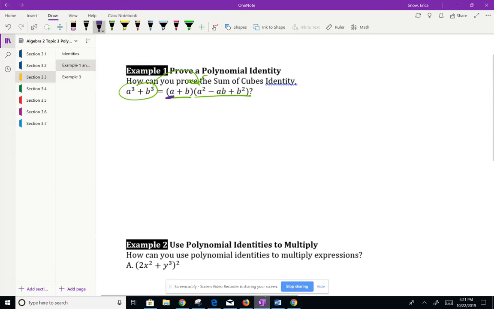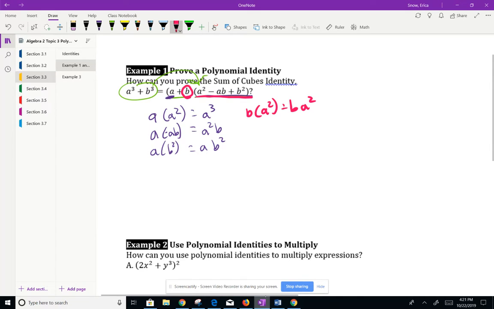I'm going to take my first term here and multiply it by everything in here. So we get a times a squared, which is a cubed, a times negative ab, which is negative a squared b, and a times b squared, which is ab squared. Then we're going to do it the other way, and multiply b by everything over here. So we get b times a squared, which is a squared b, and b times negative ab, which gives us negative ab squared, and then b times b squared, which is b cubed.